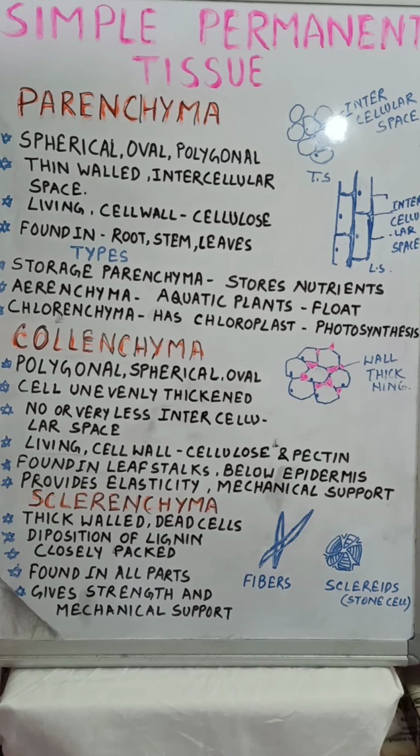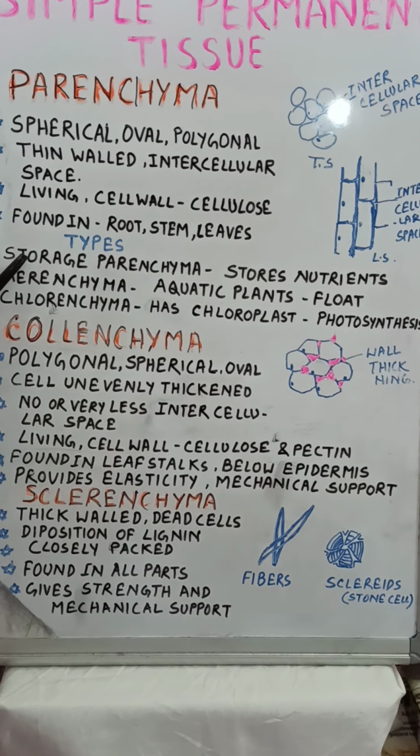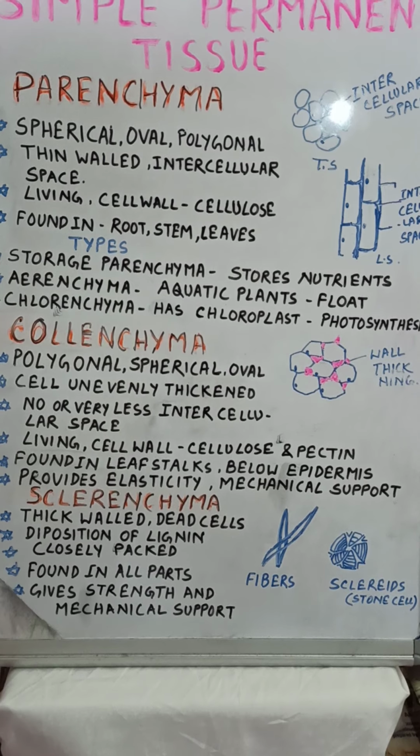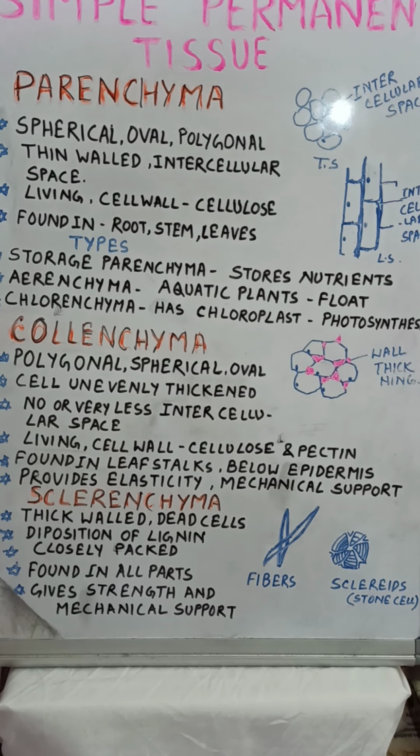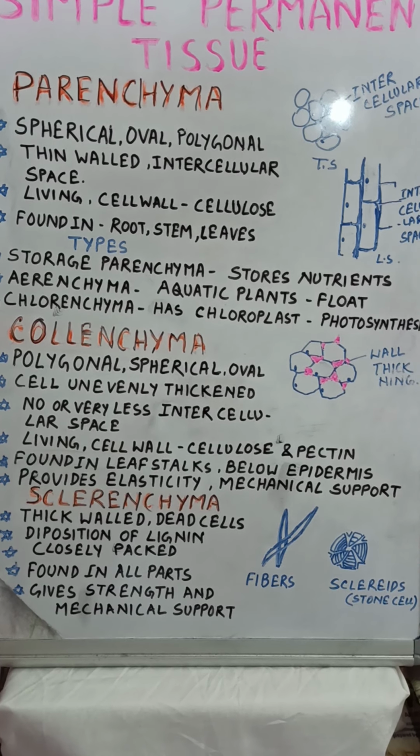Let us first talk about storage parenchyma. Parenchymatous cells which store large amounts of nutrients are known as storage parenchyma. The next is the aerenchyma.